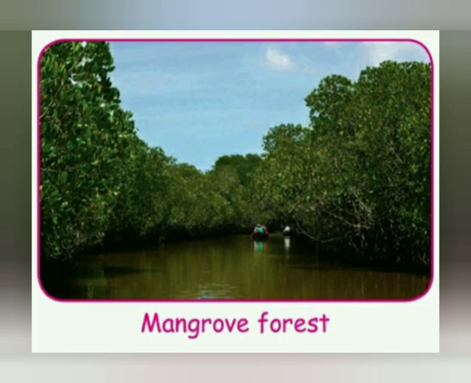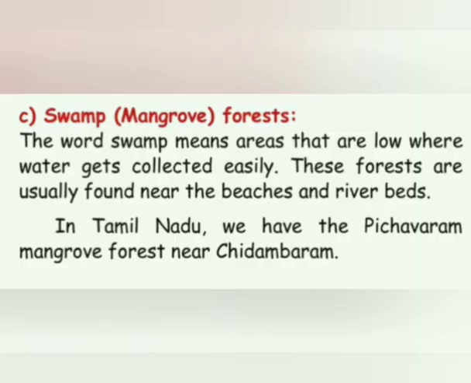Mangrove or swamp forest. Mangrove is also called swamp. The meaning of swamp is where the plant gets lots of water very easily, because it is always seen in the low areas nearby water bodies. So these forests are usually found near the beaches or the riverbeds. Riverbed means nearby the river areas. In Tamil Nadu, we can find this swamp or mangrove forest near Chidambaram. It is called the Pichavaram Mangrove Forest. So we know how the forests are classified based on their type.